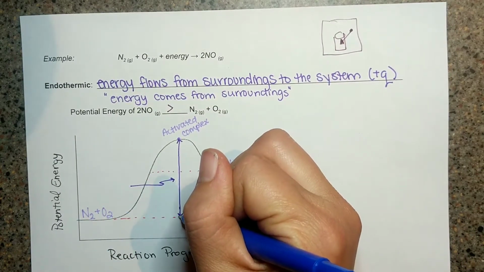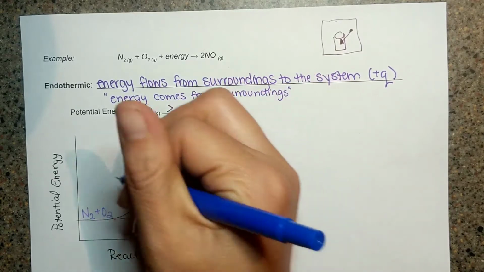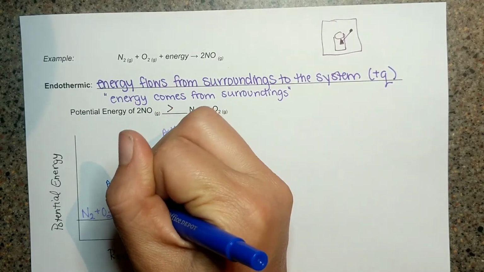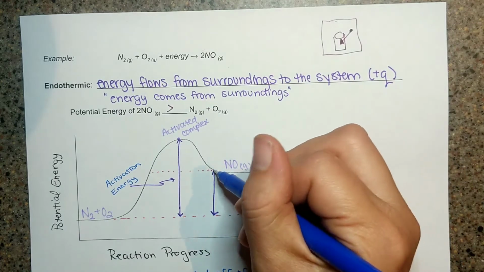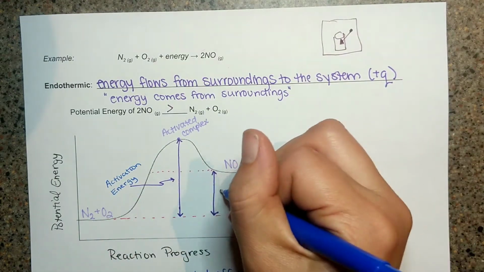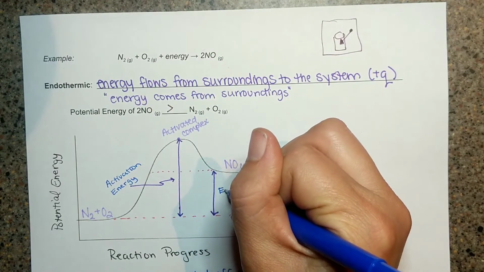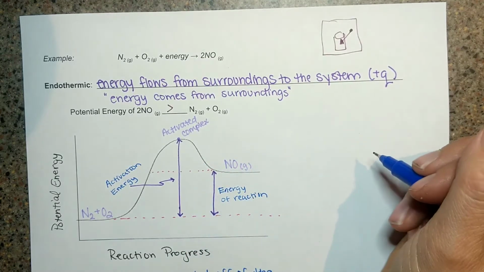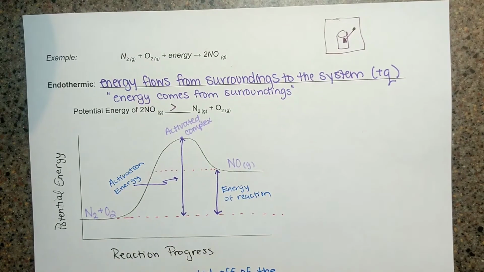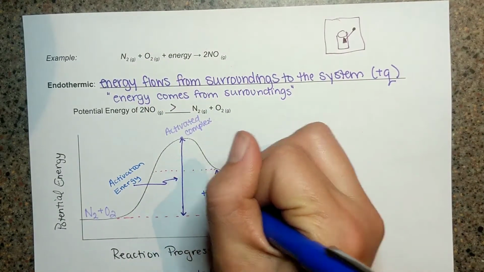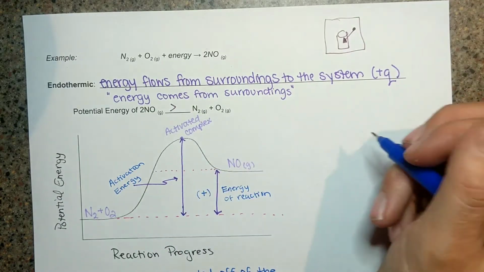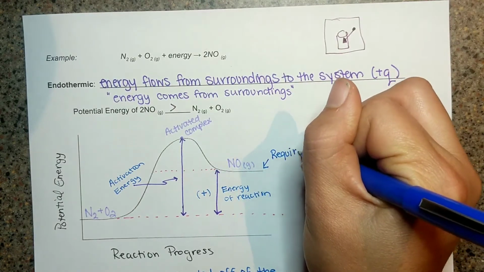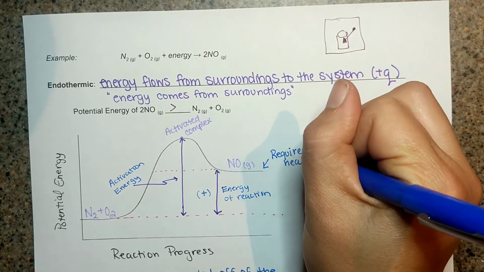The difference in energy between the top of my graph, my activated complex, and where I started, this is my activation energy. And the distance between where my products end and my reactants started is the energy of my reaction. Notice that this is a positive value. Here we have the required heat of my products.